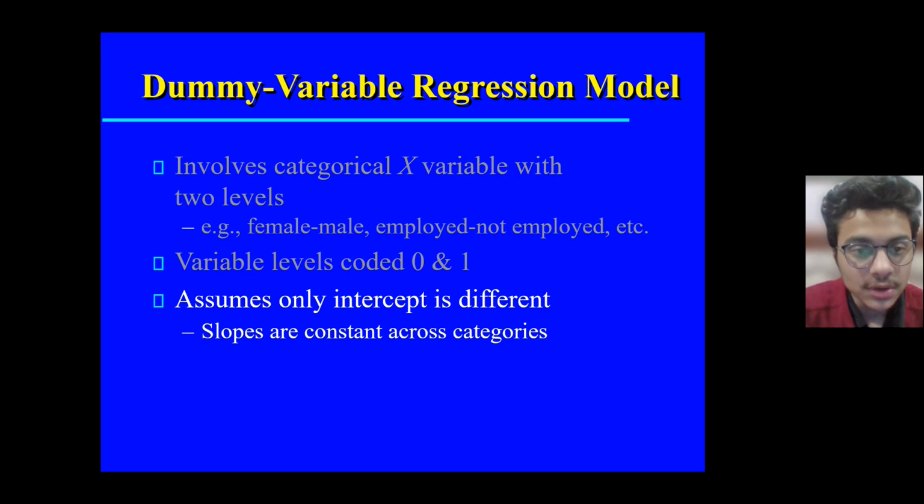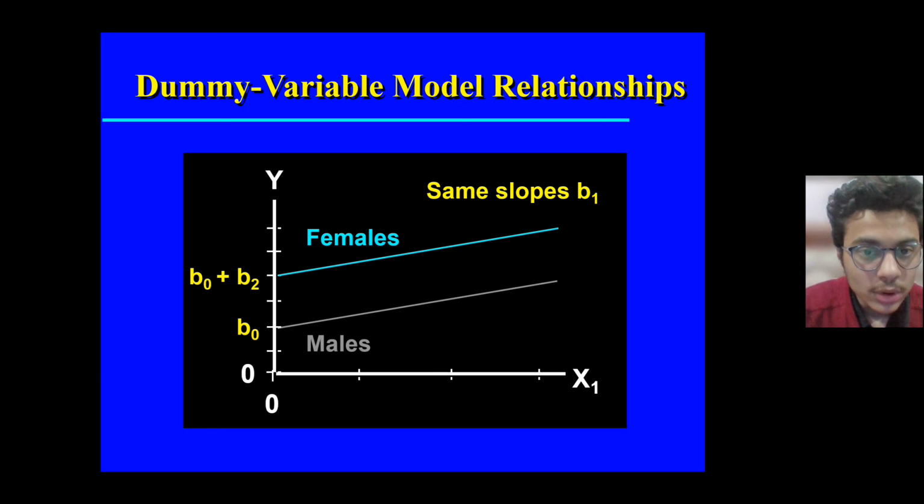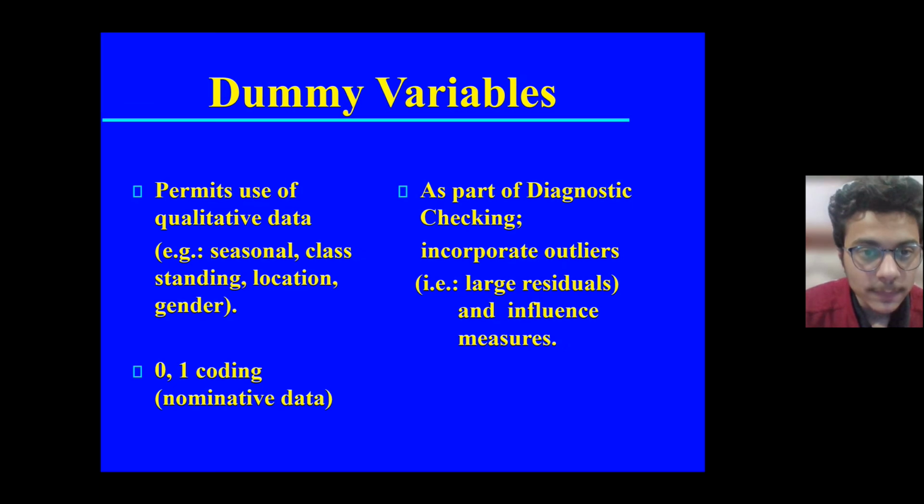It assumes only the intercept is different, and slopes are constant across categories. The dummy variable model relationship is shown by a graph. Beta 0 represents male, beta 0 plus beta 2 represents female. They both have the same slope, beta 1. As part of diagnosis checking, incorporate outlier and influence measures. It permits use of qualitative data. Examples: seasonal, class, trending, location, gender.